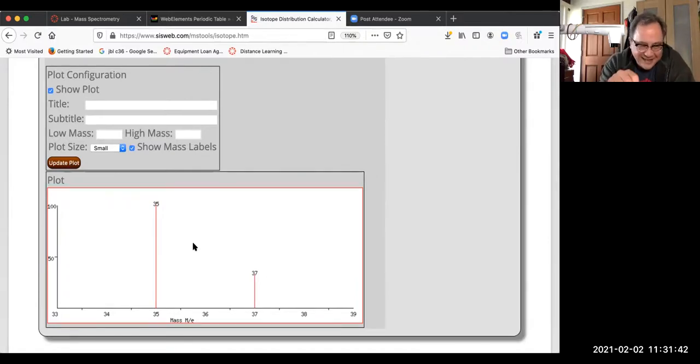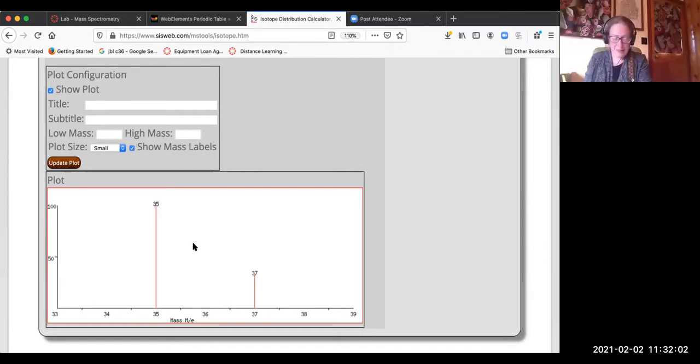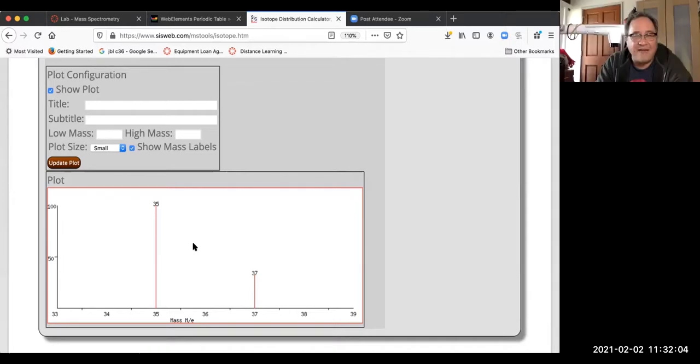So what's Cl2 going to look like? Think about it without doing calculations other than adding masses together, and then calculate it, and then type in Cl2 and see how you did. Are you with me here? Yes. So I'm going to let you guys fly on your own and have at it.